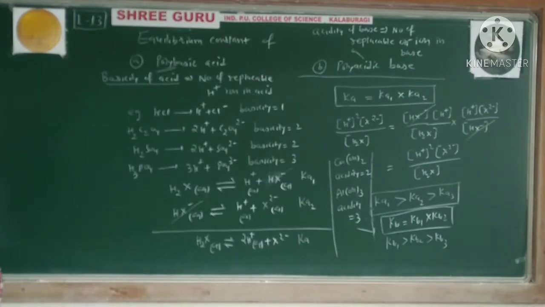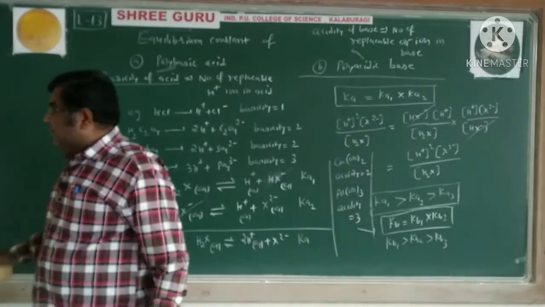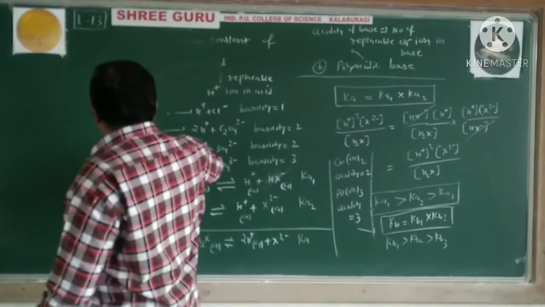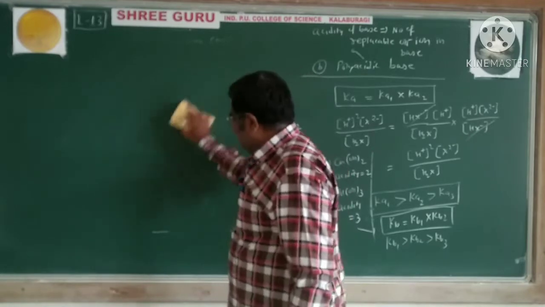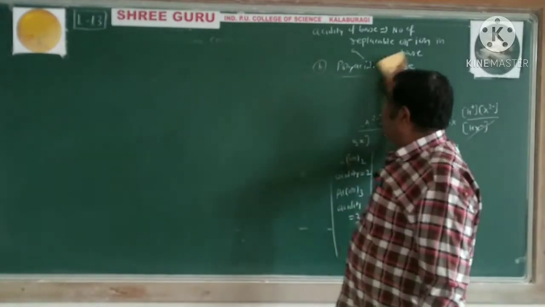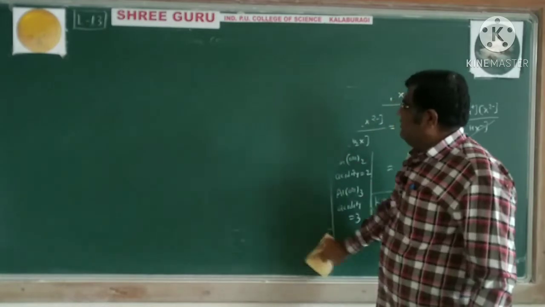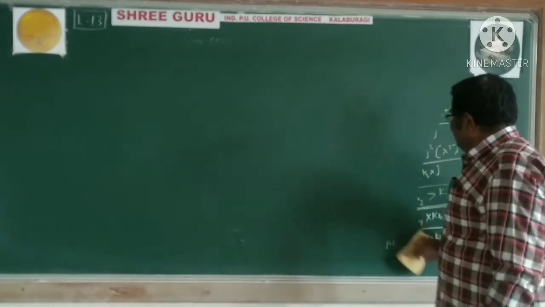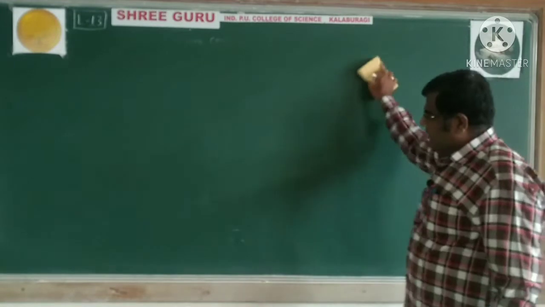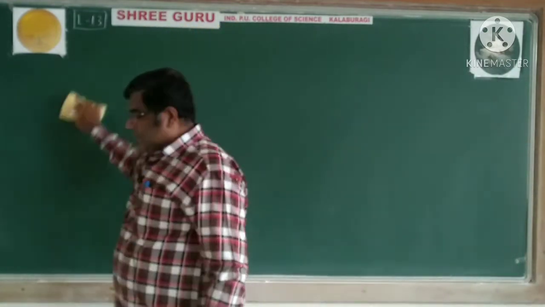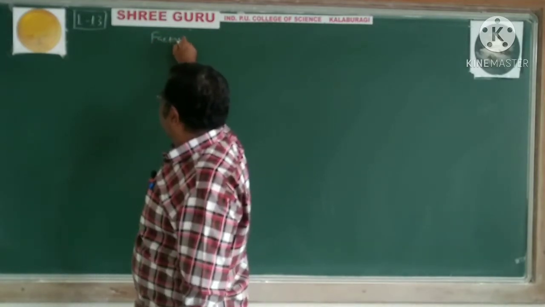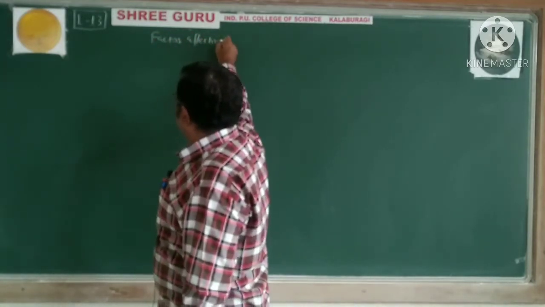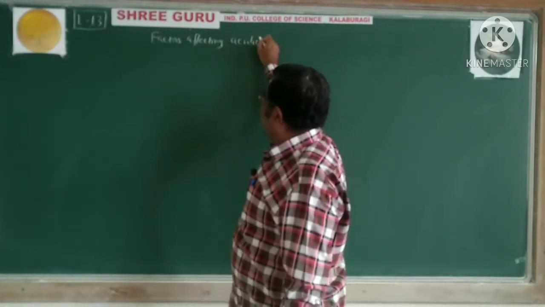Now we'll go ahead and learn about the factors affecting the acidic strength. Very important concept. You should know what are the factors which affect the acidic strength. There are two factors which affect the acidic strength. We should understand them and we should apply them. See what we mean by factors affecting acidic strength.